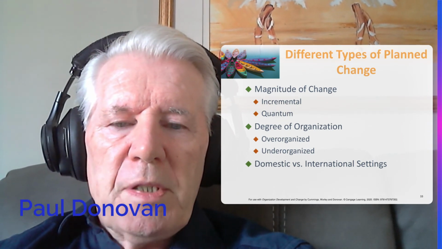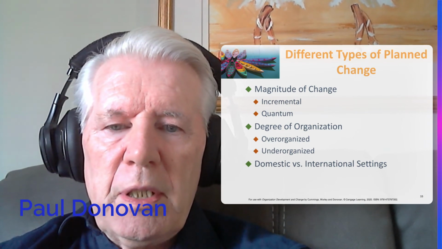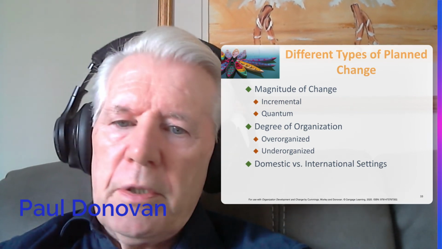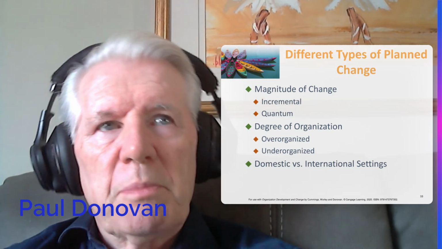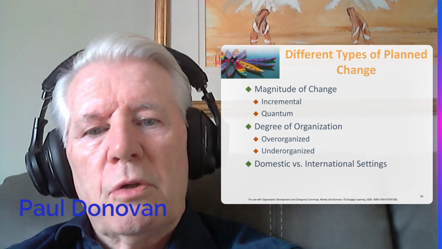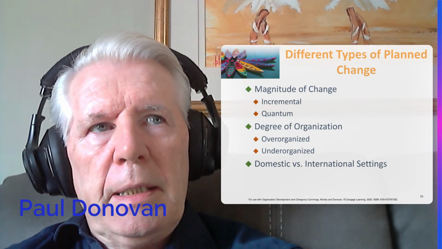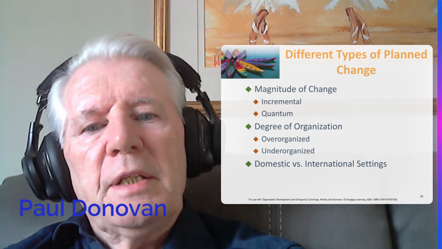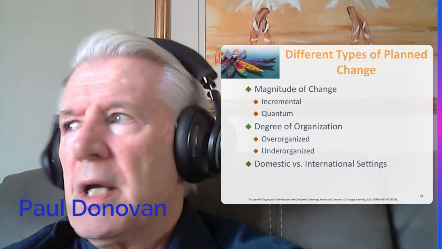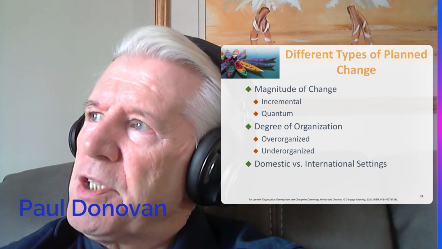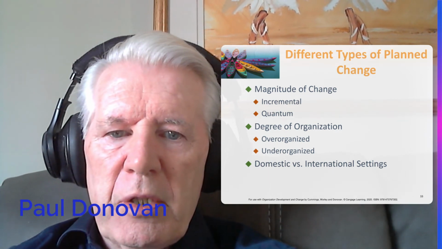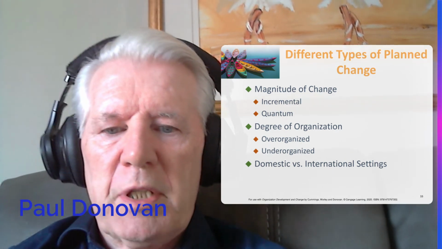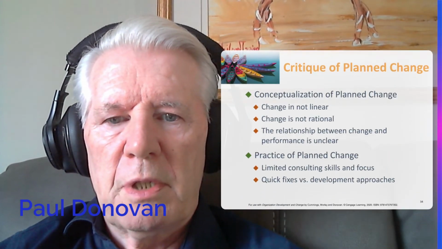And then different types of plan change can depend on the degree of organization, so, for example, highly organized change or under-organized change. And then the other thing about different types of plan change: plan change is less complicated when it's domestic, but it can be much more complicated when you're working in a cross-cultural situation.